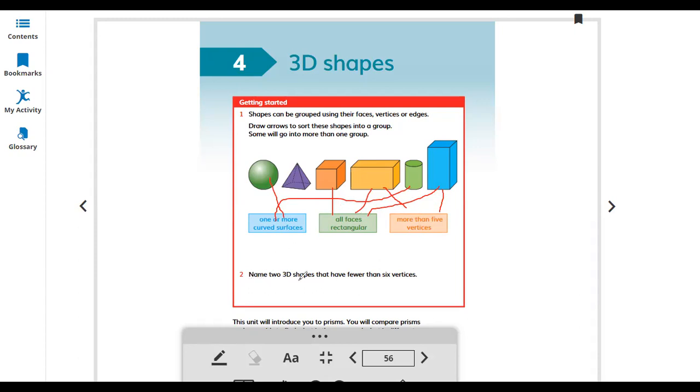Okay, name 3D shapes that have fewer than 6 vertex. The remaining, what's the remaining here? So you can write here fewer than 6 vertex. All of them you can say cylinder, sphere, triangular base pyramid, square base pyramid. So it's coming. I'm just writing the remaining one name here. Square base pyramid. You can also write cylinder, sphere, inside this.